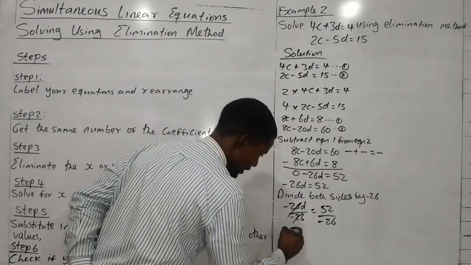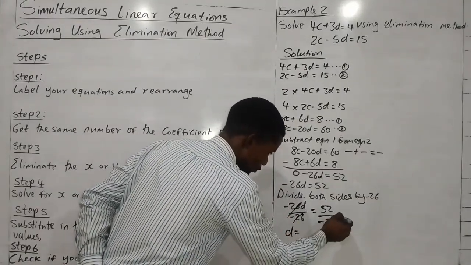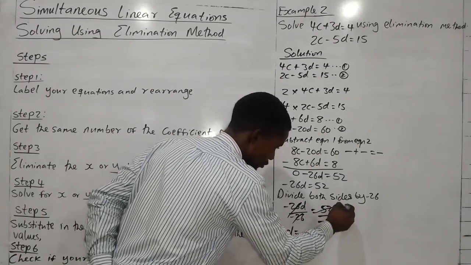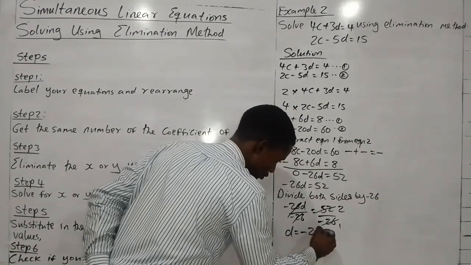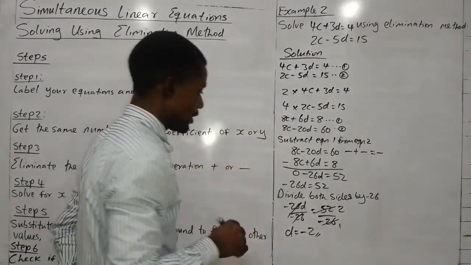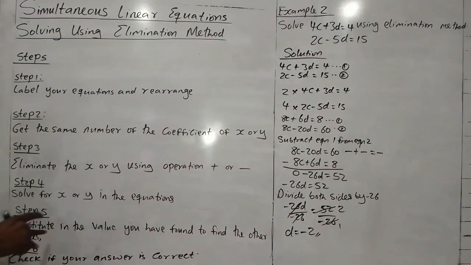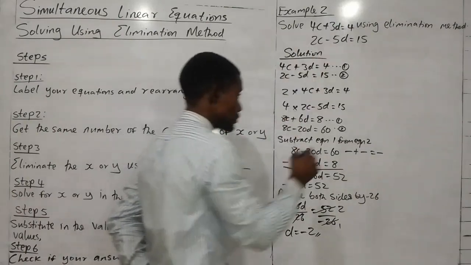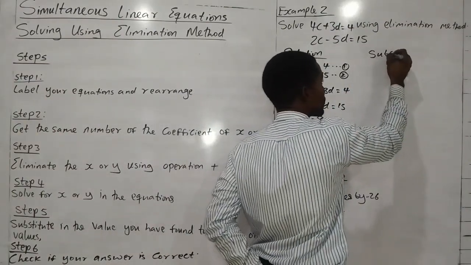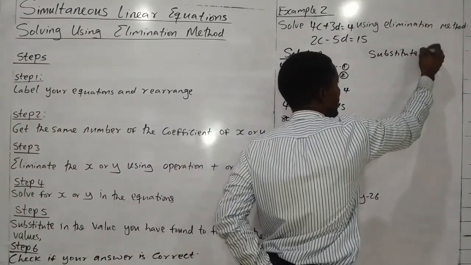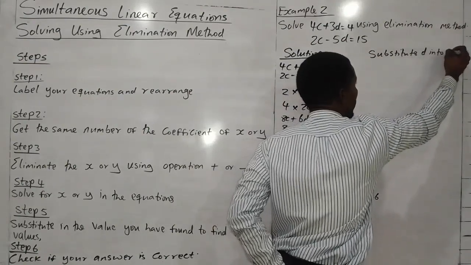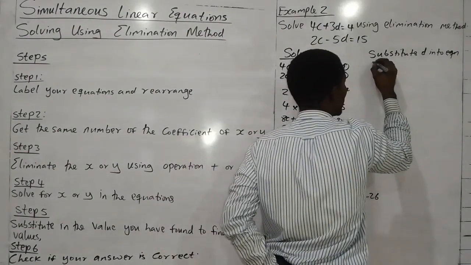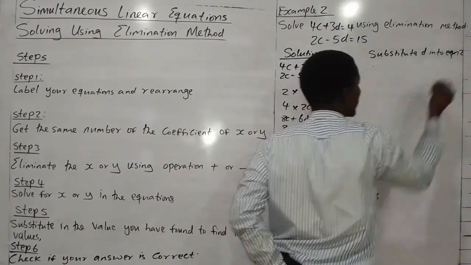So we cancel out here. So d will equal 26 in 26 is 1. 26 can go in 52 how many times? 2 times. So my final answer will be minus 2. That is your d. The next thing you do says substitute in the value you have found to find the other value. So we say substitute d into equation, let's take equation 2, into equation 2. Substitute d into equation 2.